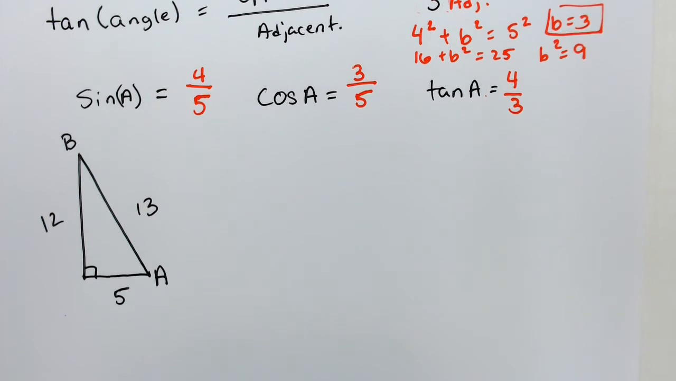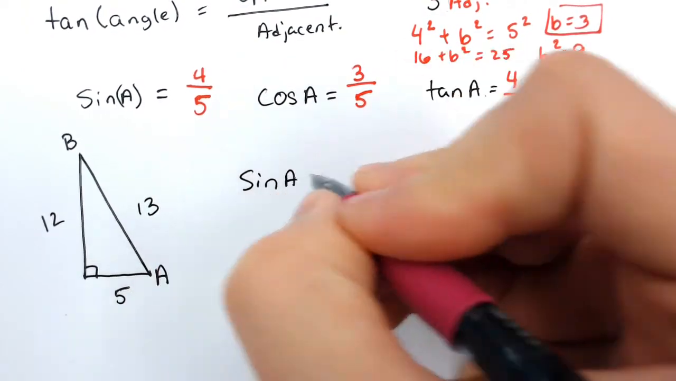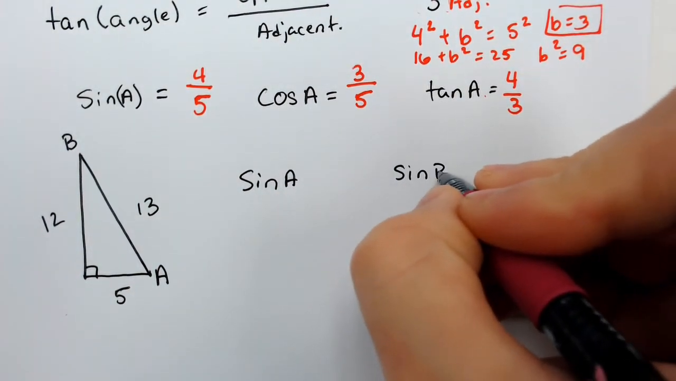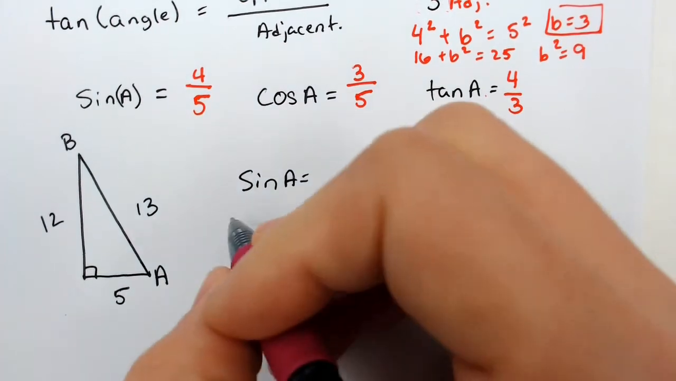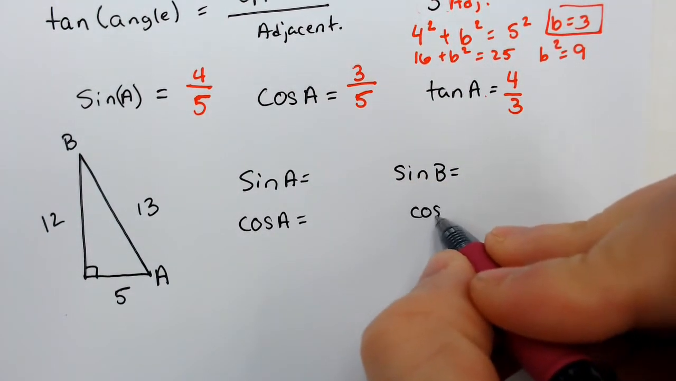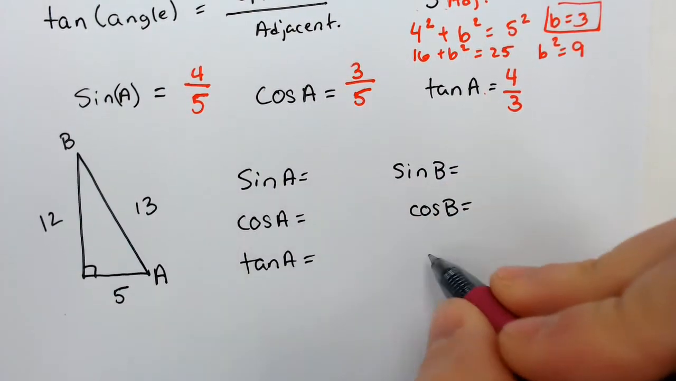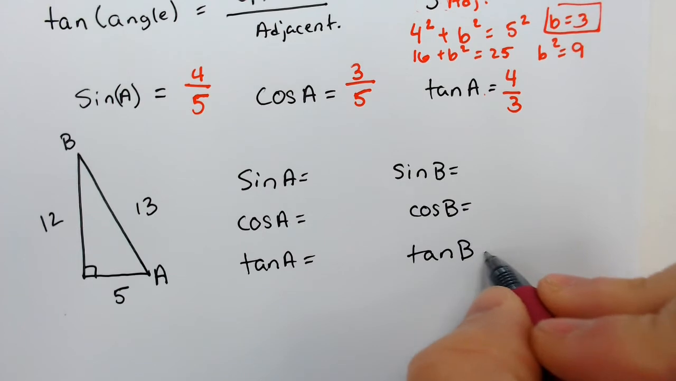We won't have to do the Pythagorean theorem. We are, however, going to figure out what is sine of A and sine of B, meaning sine of angle A and sine of angle B, and cosine of angle A and cosine of angle B, and tan of angle A and tan of angle B.